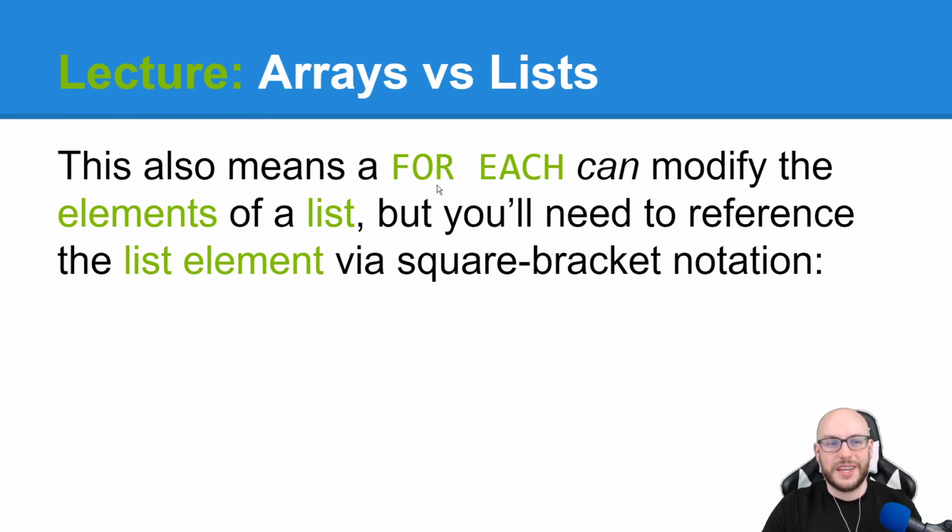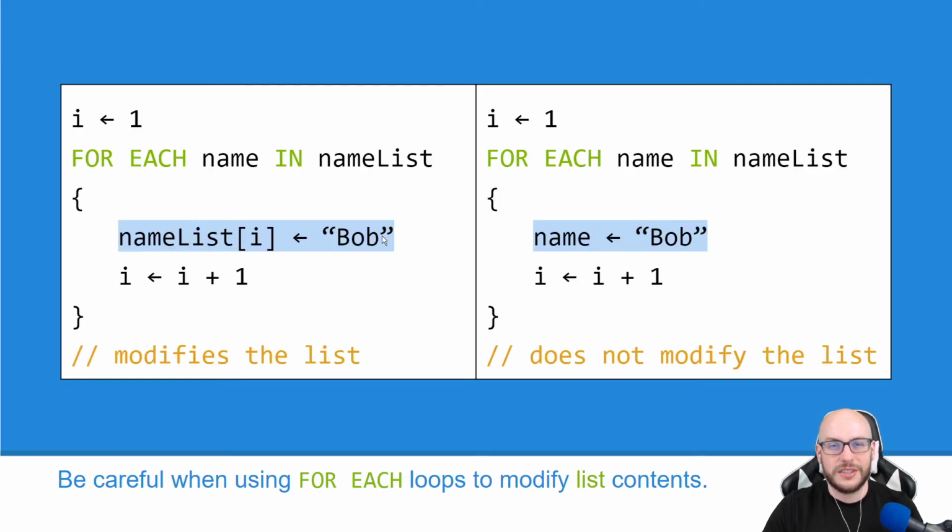This also means a for each loop can modify the elements in a list, but you'll need to reference the list element in square bracket notation. Hey, this is what I just talked about, right? Left-hand side over here, I have my index. We are using a for each loop to go through our name list, but here I am changing the list, right? I am referencing the list and referring to a specific index, and that will change it. This will modify the list because I'm referencing the list. However, over here on the right-hand side, notice I'm referring to name. Name is something that gets created and destroyed with each iteration, right?